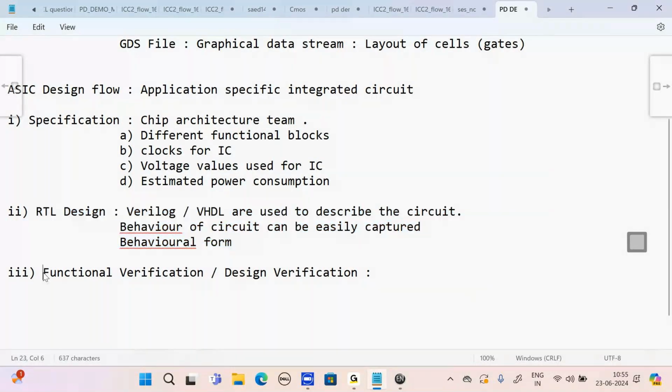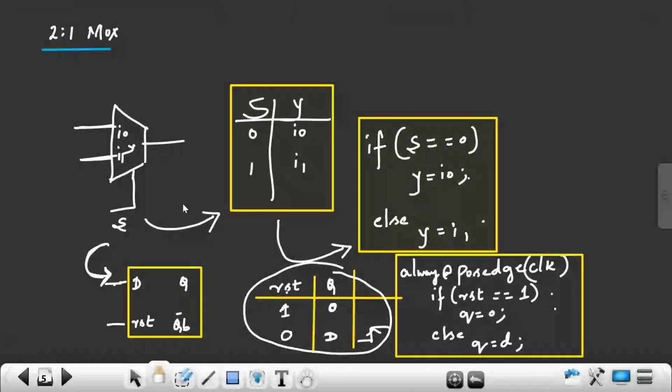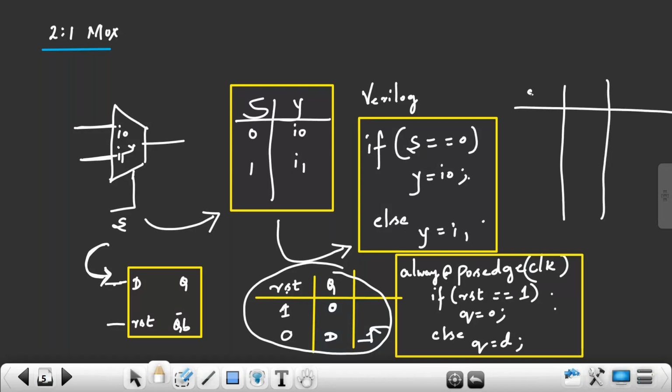So next is functional verification or design verification. What do we do in this stage? For example, assume I have written an RTL program for a mux. I want to verify whether this program is working like a mux or not. This is the Verilog program for the mux. What should I do? Apply different inputs like S, I0, I1, and verify what the output is.